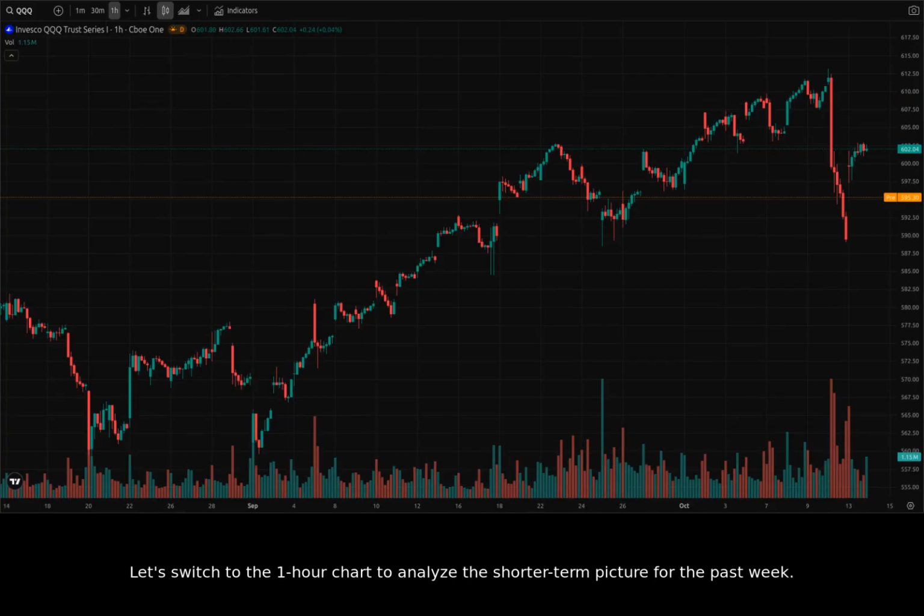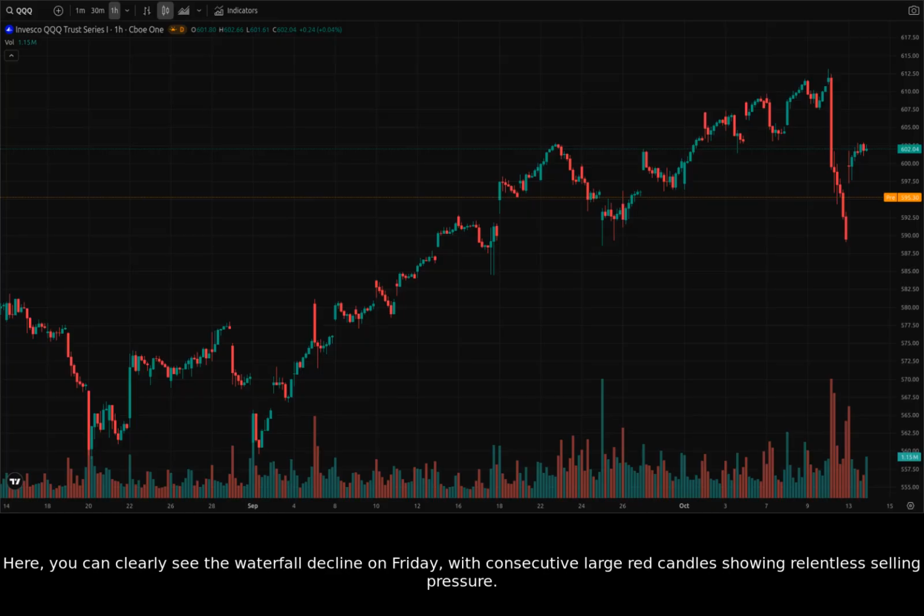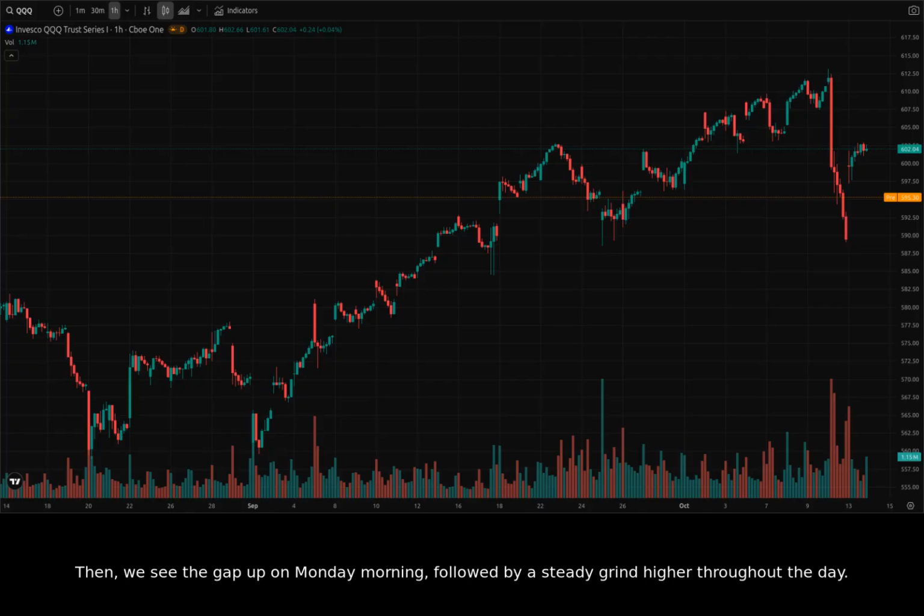Let's switch to the 1-hour chart to analyze the shorter-term picture for the past week. Here, you can clearly see the waterfall decline on Friday, with consecutive large red candles showing relentless selling pressure. Then, we see the gap up on Monday morning, followed by a steady grind higher throughout the day. However, the price action began to stall outright around the 603 level late in the day yesterday. That 603 level will now act as a key intraday resistance point.